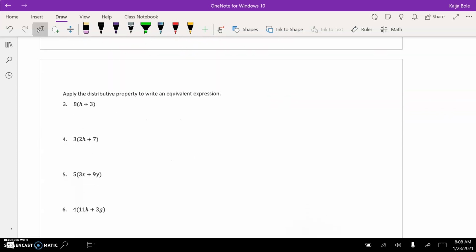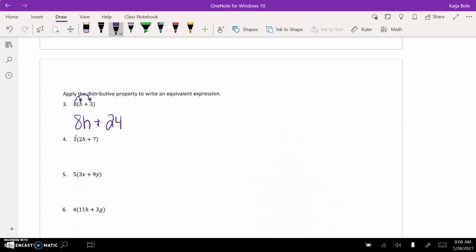So on the next page, we just have a few more examples here, and we're going to move away from using the visual model, because some of you have probably just figured it out by now. So what I like to draw, though, are arrows, right? So when we're distributing, we're giving this number 8 to both parts of the inside of the parentheses. So I like to draw an arrow to both parts so I don't forget. So 8 times h be 8h plus 8 times 3 is 24.